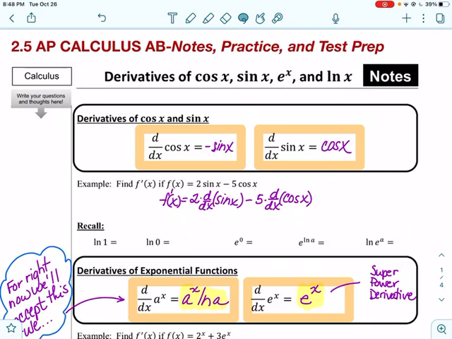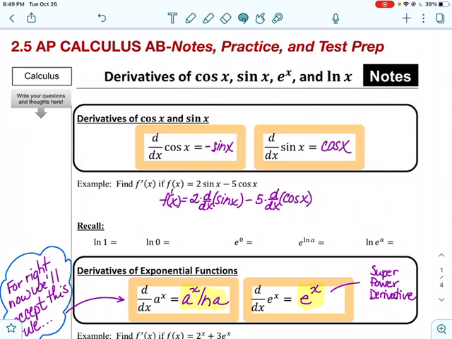Tonight we're looking at 2.5 AP Calculus AB, Notes, Practice, and Test Prep. We're going to be taking the derivatives of cosine, sine, e to the x, and ln of x. So you've got several rules already: the power rule, the product rule, and the quotient rule. And so we're going to introduce derivatives of cosine and sine first.